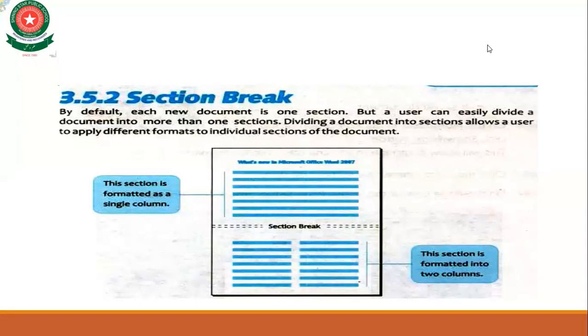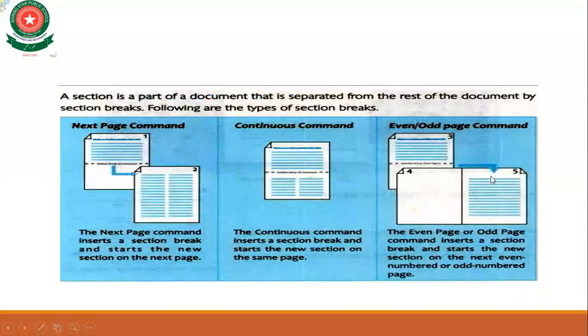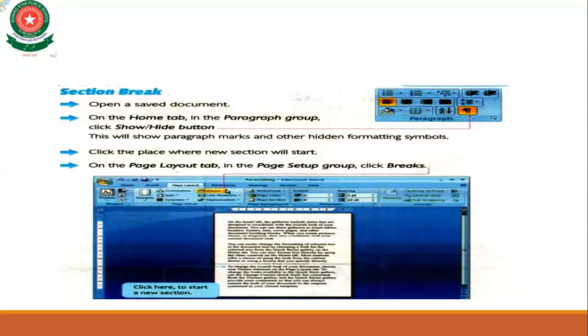Now the next topic is how to insert a section break. Open the saved document. On the home tab, in the paragraph group, click the show hide button. This will show paragraph marks and other hidden formatting symbols. Here you can see the home tab, the paragraph group, and the show hide button. This will show paragraph marks and other hidden formatting symbols.